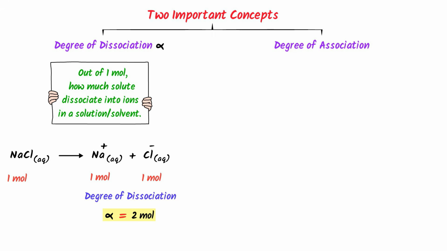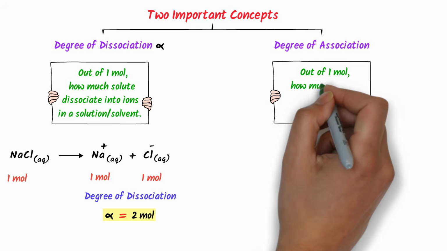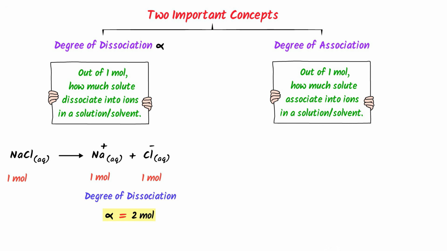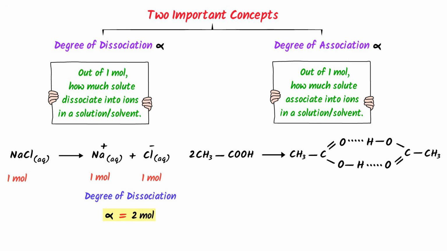On the other hand, we define degree of association as, out of 1 mole, how much solute combines into ions or molecules. Remember that degree of association is also denoted by alpha. For example, consider this reaction. We can see that 2 moles of acetic acid 100% associate to form 1 mole of dimer acetic acid in the presence of benzene. I write degree of association of acetic acid, alpha, is equal to 1 mole.